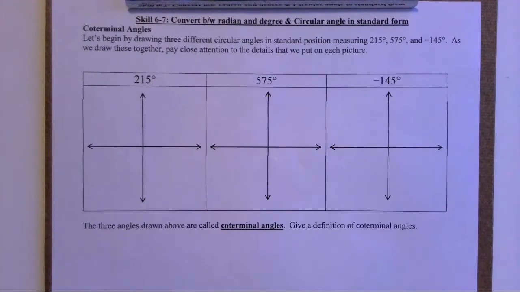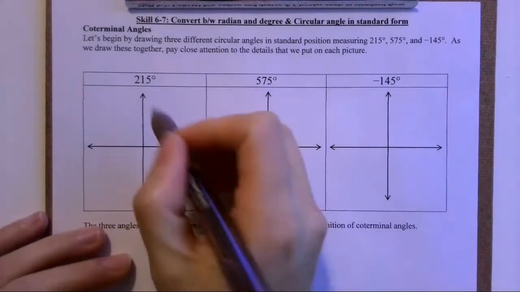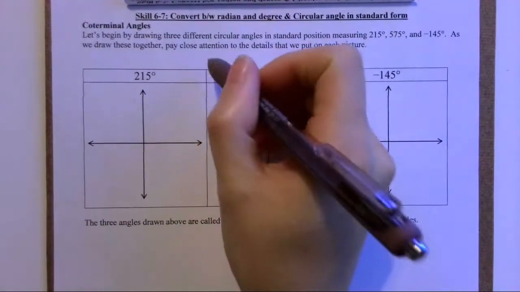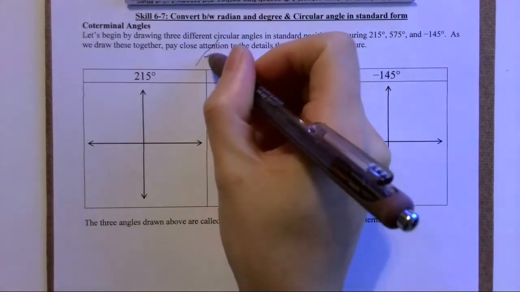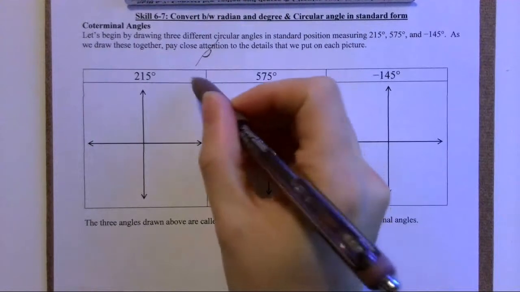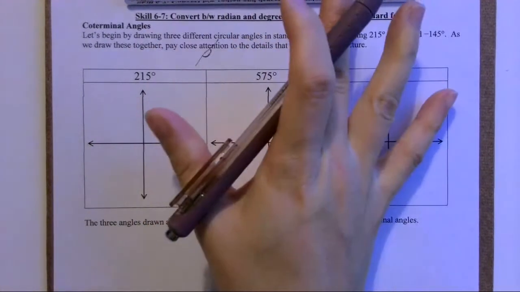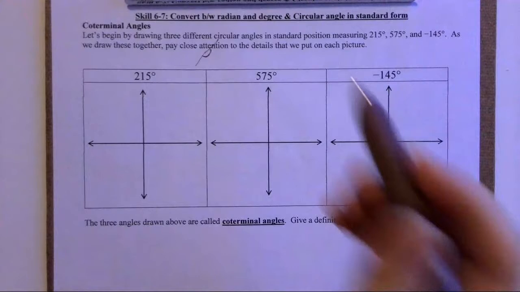As we draw together, pay close attention to the detail that we put on each picture. Let me start with 215. If I said draw 215, a lot of you will just be like, oh, something like this. Well, that's how you would draw, right? You know how big 215 is, but you're not sure how to draw it. So this is a standard way of drawing it, okay?